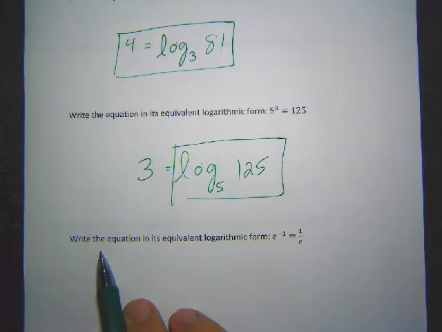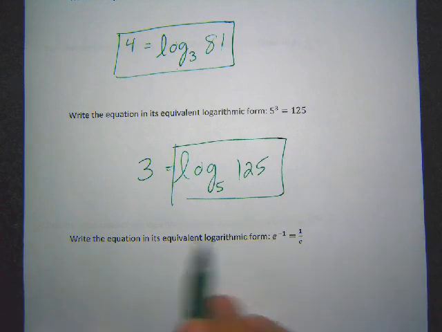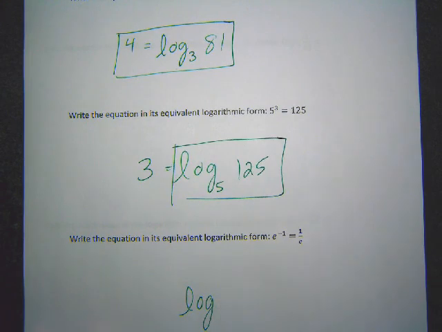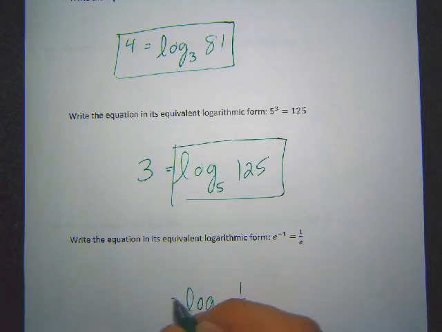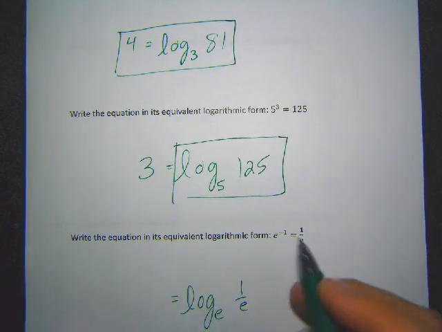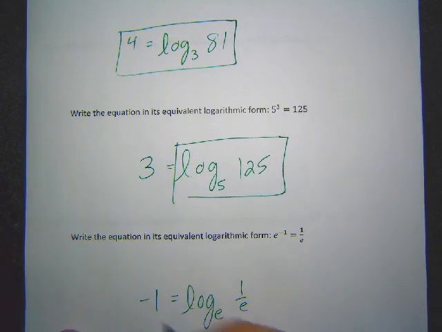Next one. Write the equation in its equivalent logarithmic form. So again, we're doing a log. We know the base because here the base is e. So e for my base. The number we're taking the log of is 1 over e. That's what we're trying to get to. So what power do we use to get there? Well, again, the power negative 1 is our power. So e to the negative 1st gives us 1 over e.